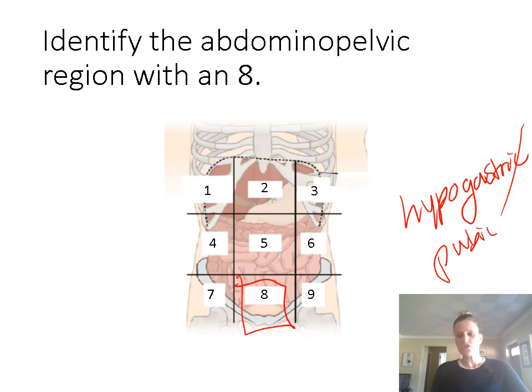Also hypogastric. Remember up here, number 2, that was epigastric because it sits right over the stomach. This is hypogastric. Hypo means below. So this is down below the stomach, down below most of the GI tract in general. It's down more where the bladder and the reproductive organs are. So that's hypogastric.